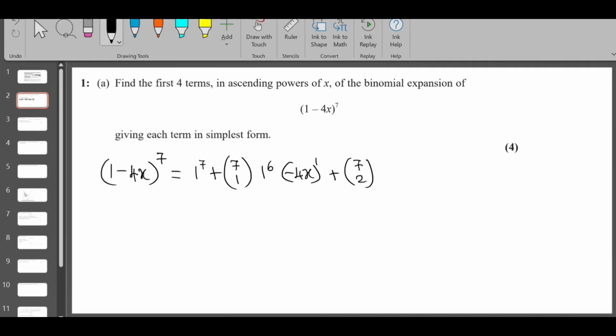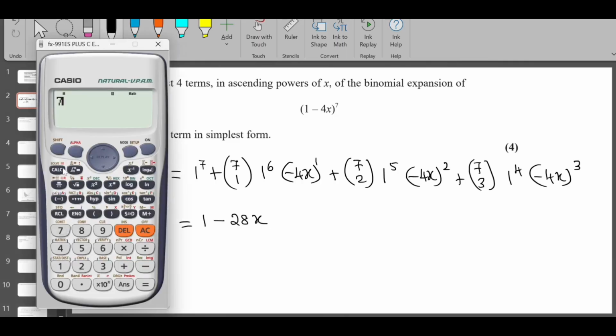Then nC2, a to the power n minus 2, second term to the power 2. Then nC3, a to the power n minus 3, second term to the power 3. They want 4 terms, and we have 4 terms already. So 1 to the power anything is 1. 7C1 is 7, 7 times 4 is 28, so you'll get minus 28x.